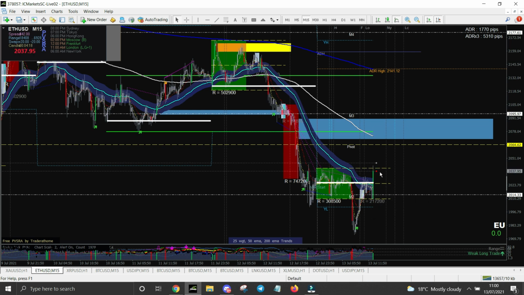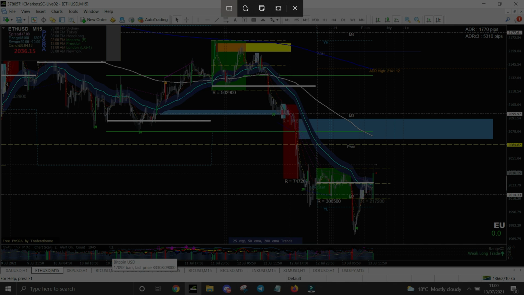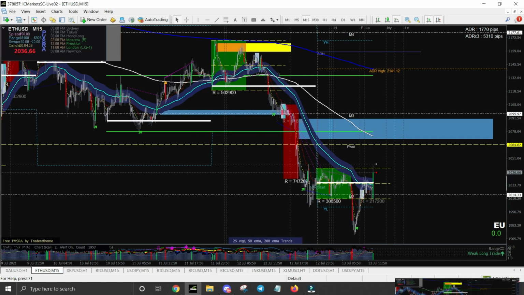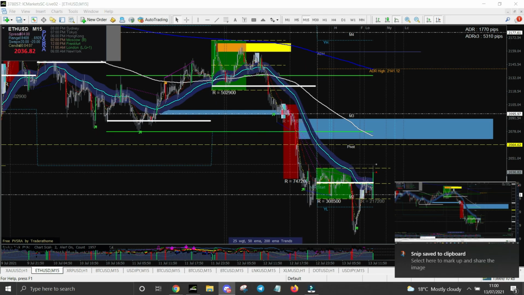Very important. Got the projection point for Ethereum right here, guys. This plays out. Happy days. That's our projection point on Ethereum. Right there.